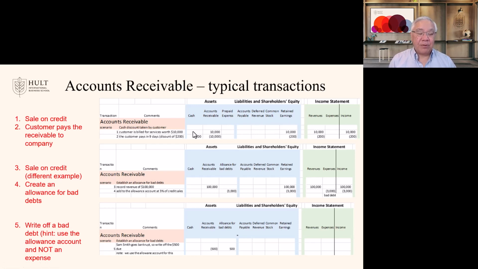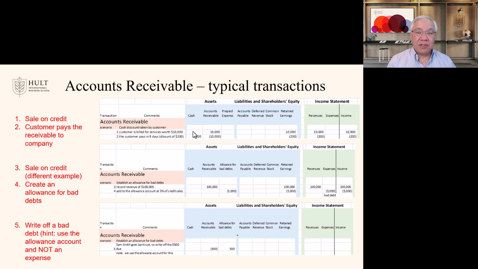The third example is sale on credit. This is just to set up another scenario. So we already know how this one works. Receivables goes up by $100,000 and revenue goes up by $100,000, and the revenue of $100,000 increases retained earnings by $100,000. Transaction 4 is create an allowance for bad debt.